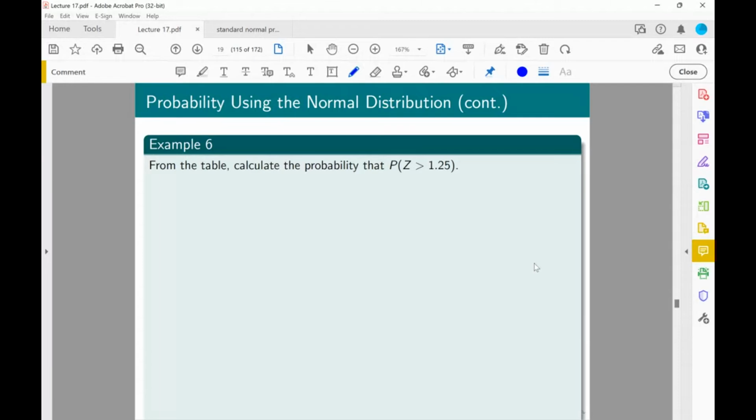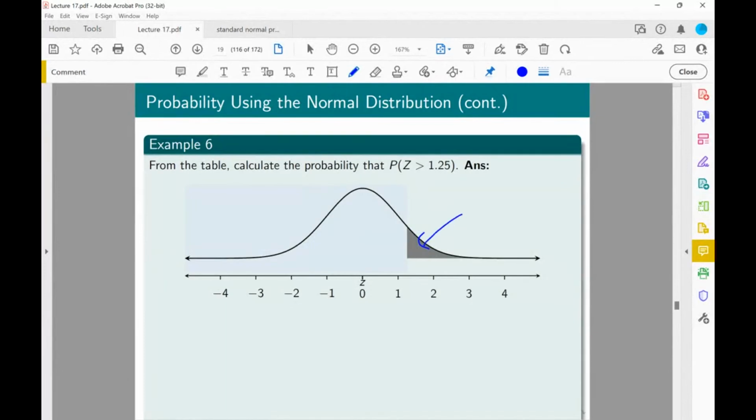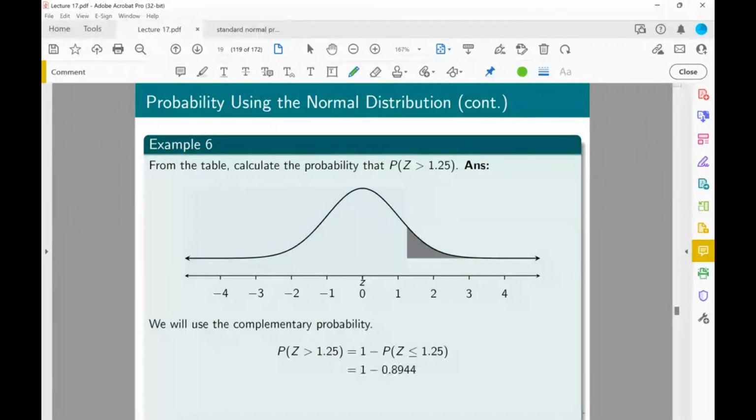If you want to do one where there's a lower bound, well, the main idea is we can use complement probability, right? So in this case, we're after this area. Well, I know that it's just going to be 1 less the probability on the left. So it should be 1 minus the complement event, which is the probability that z is less than or equal to 1.25. And then we look at 1.25 in our tables, which will end up being 0.8944.